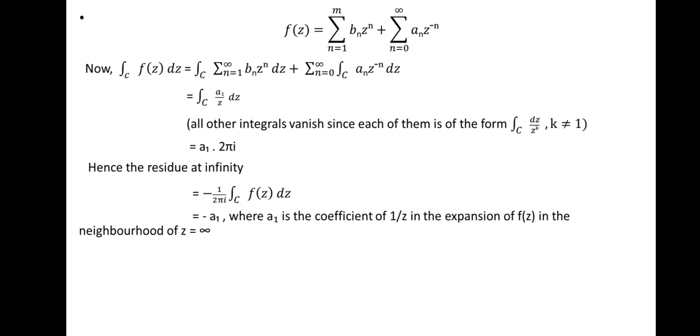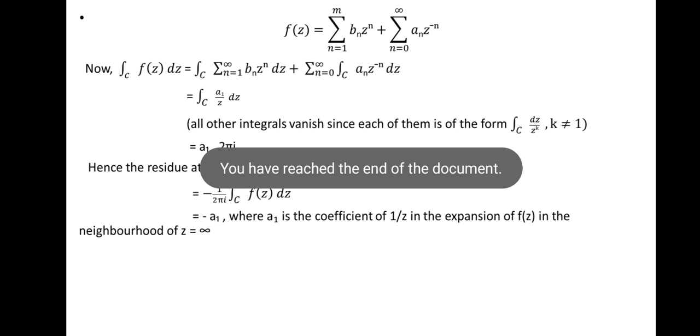Hence, the residue at infinity is equal to minus 1/(2πi) times the integration over the closed curve C of f(z) dz. That is equal to minus a_1, where a_1 is the coefficient of 1/z in the expansion of f(z) in the neighborhood of z equals infinity.